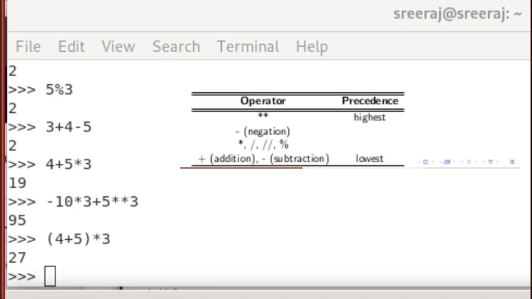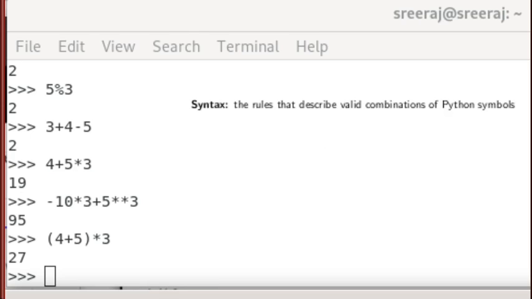Up to this point, every instruction that we have given to Python yielded a result. For example, when we asked Python to evaluate the expression 2 plus 3, it gives the result as 5. That's because the expression 2 plus 3 follows the syntax of the Python language.